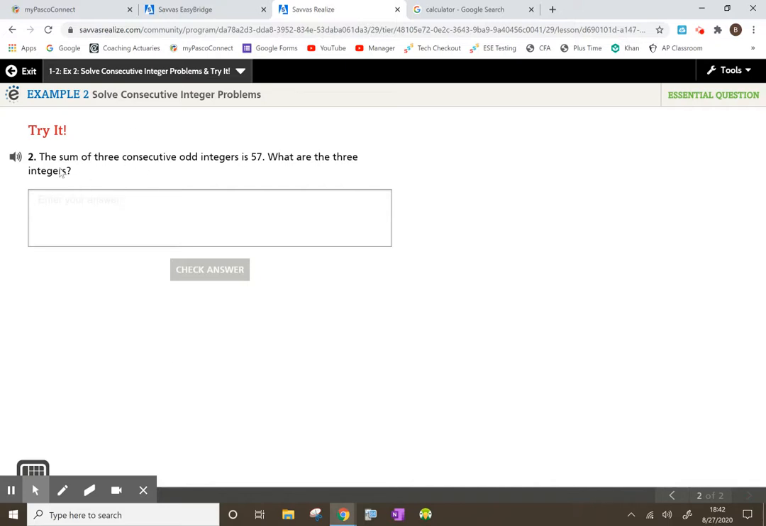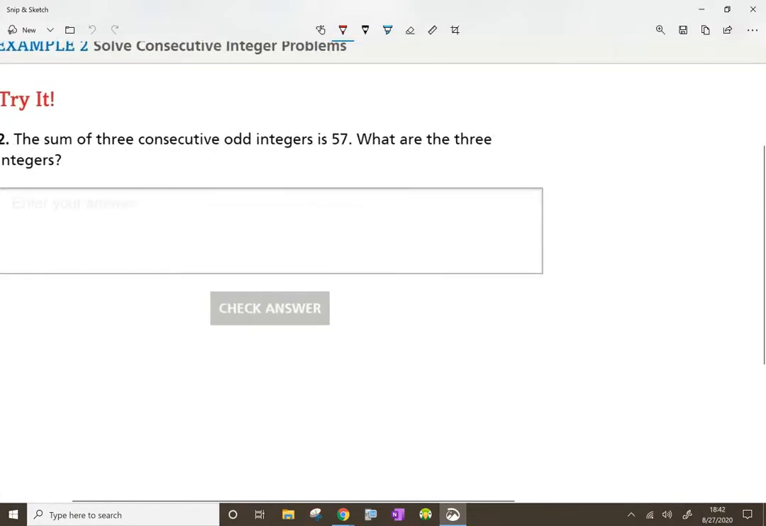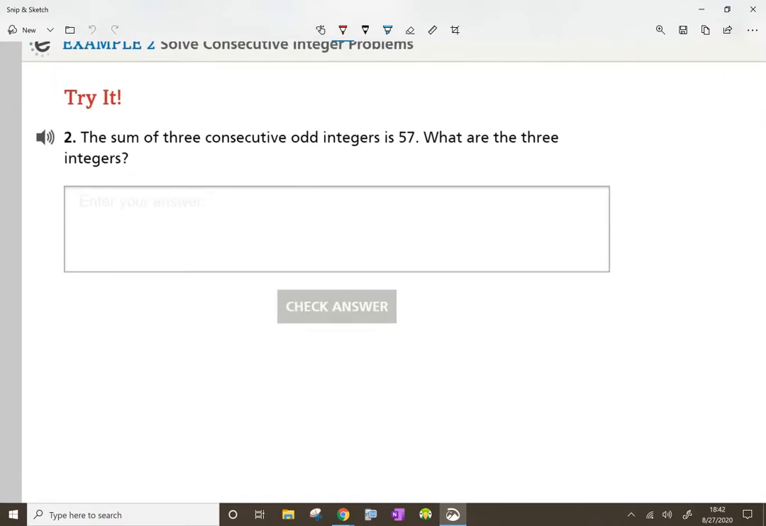So let's set up the same thing. 3 consecutive odd integers is 57. Okay, this is a little different, because we have to pay attention to the words carefully. We're doing 3 consecutive odd integers. So it's not 3 consecutive integers, not 3 consecutive numbers, but instead 3 consecutive odd numbers.